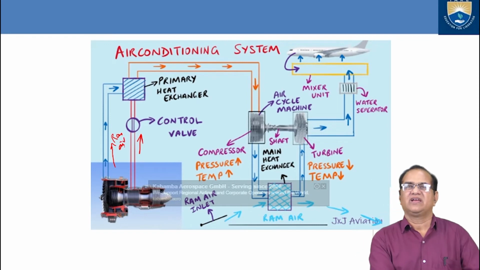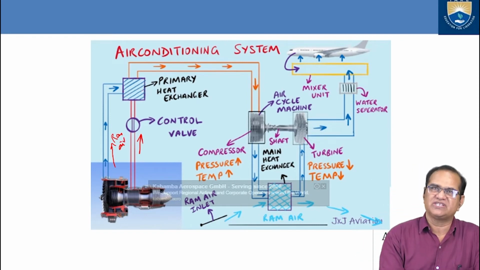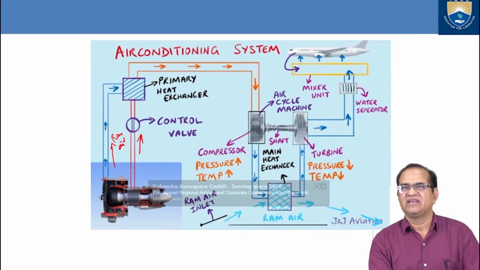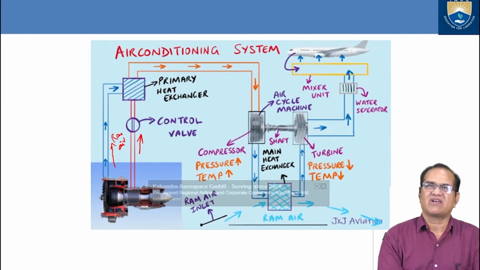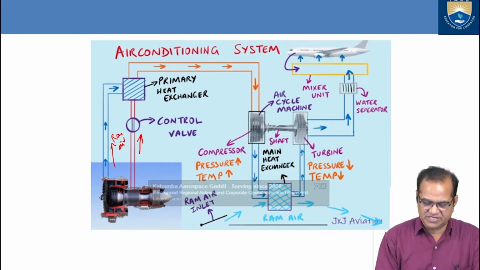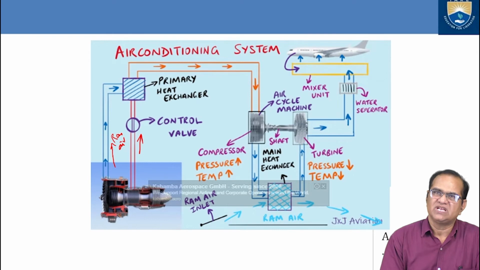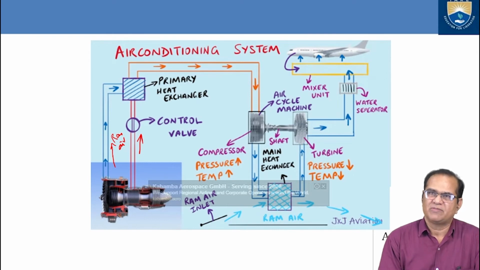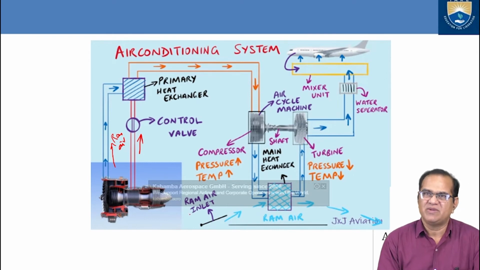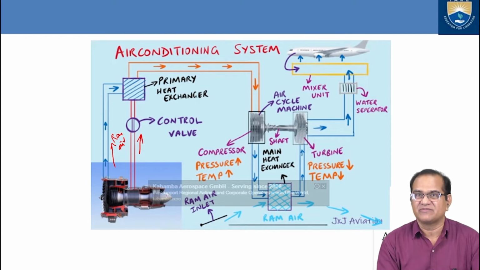Ram air is entering and going to the primary heat exchanger, from where some pressurized air is also coming. From there it goes to the air cycle machine. Here is the air cycle machine, compressor, pressure and temperature, and from here it goes to the main heat exchanger, then to another heat exchanger. Here is the ram air, this ram air is entering here.